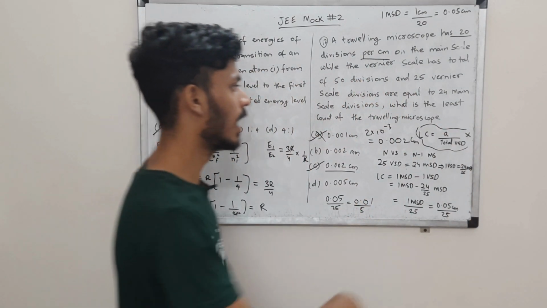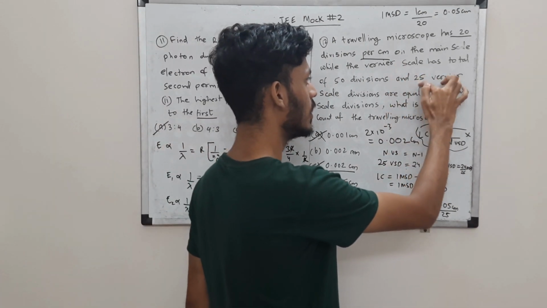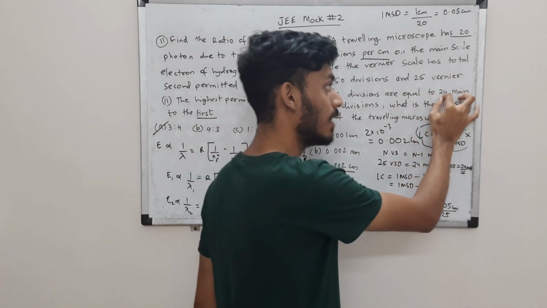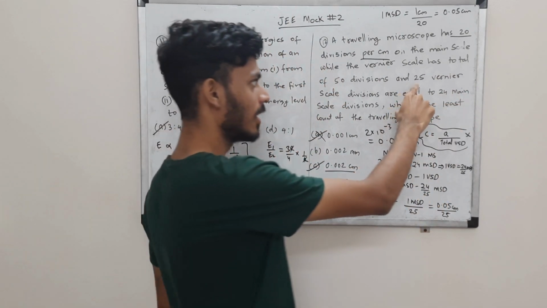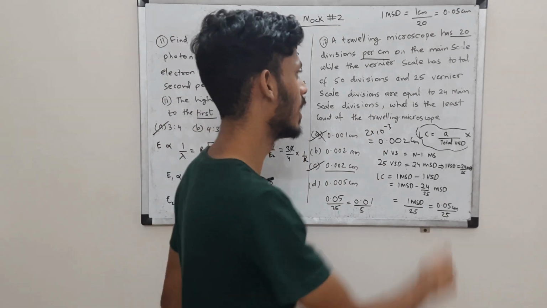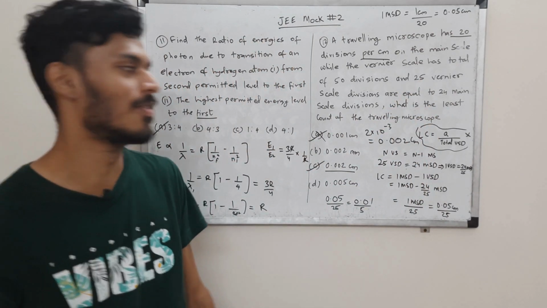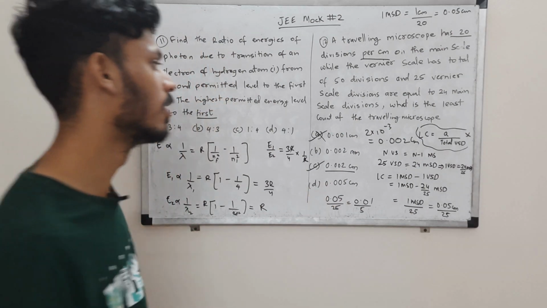Remember that this formula is only valid if the nth division of vernier scale coincides with the n minus 1, provided the nth division is the final division of the vernier scale. Here it's the 25th, it's the middle division, not the final, which is 50. So that was the point to remember.